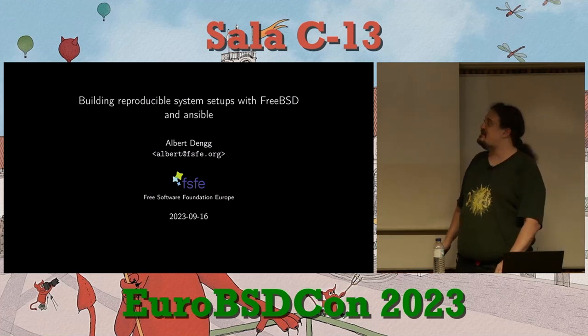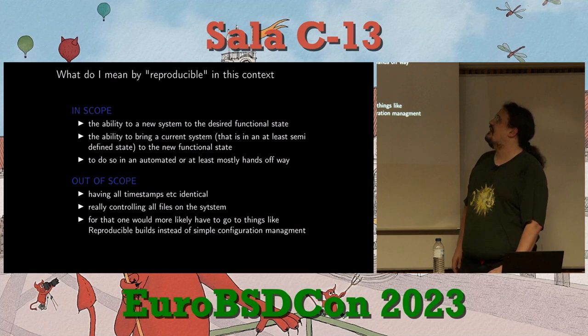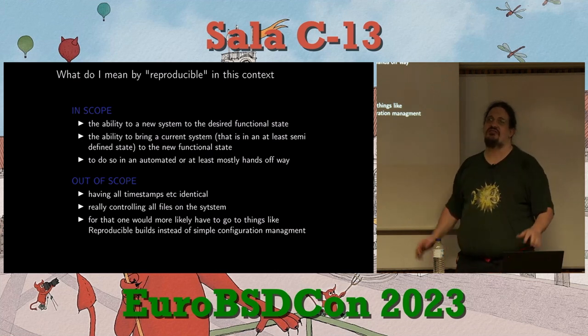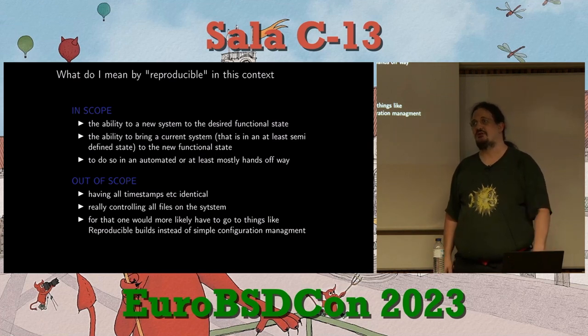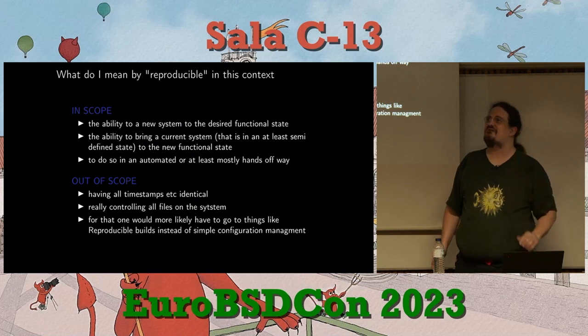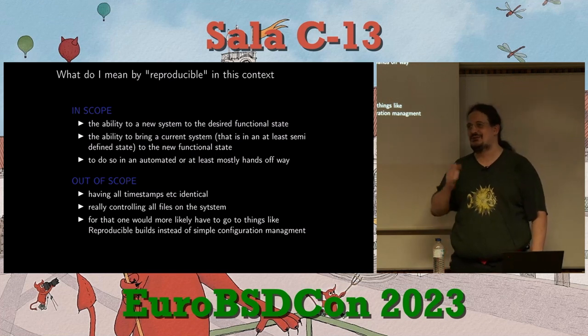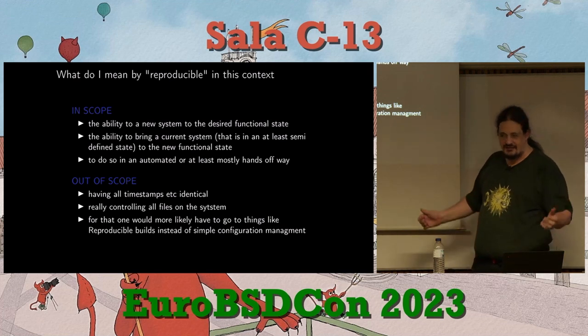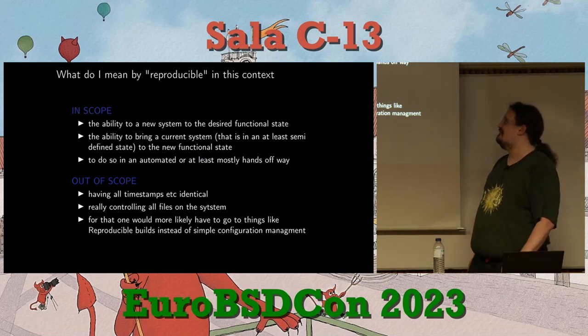So, first things first, a bit of scope. What do I mean with reproducible? I mean functionally reproducible. I don't bother to do the things like the people from reproducible builds, where they really want to have every checksum and every timestamp identical, which is a great project and it really does have its uses. I'm, however, not sure if Ansible is the right tool to create something like that, if you need it. Personally, I don't really have the need for it.